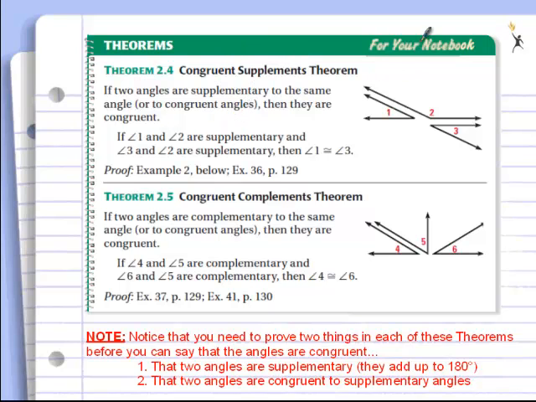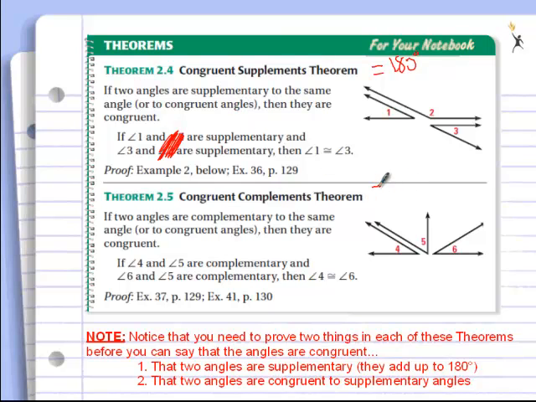Congruent supplements. Remember that supplementary angles are two angles that add up to 180 degrees. If two angles are supplementary to the same angle, or to two congruent angles, then they are congruent. So we're even given a conditional statement. If angle 1 and angle 2 are supplementary, and angle 3 and angle 2 are supplementary, then angle 1 is congruent to angle 3. And that shows us we can just cross off those angle 2's because angle 1 is supplementary to it, and angle 3 is supplementary to it. We can use the transitive property to prove that angle 1 is congruent to angle 3 because they're supplementary to the same angle.